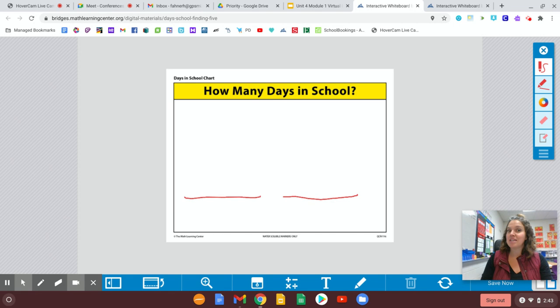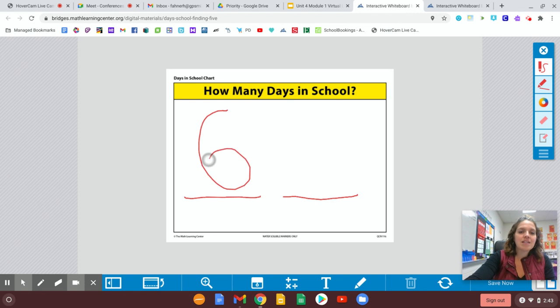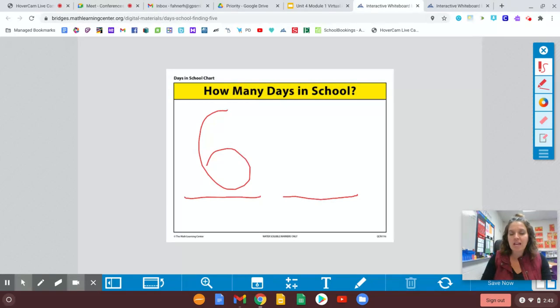Well, it's not 60 groups of 10. How many of those trains did we see? We didn't see 60 trains. We saw 6 trains. This 6, because it's in the groups of 10 spot or the 10 place value spot, means 60, but it's just 6 groups of 10. And we said it's 64.